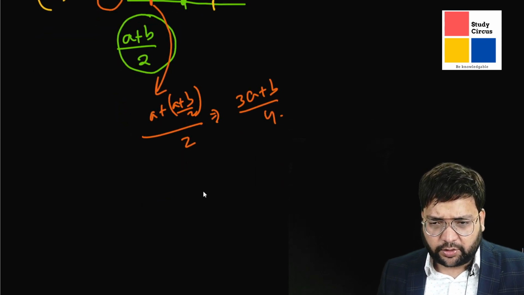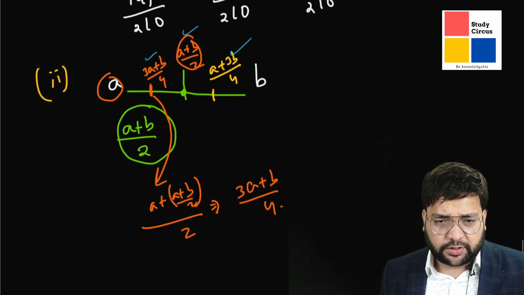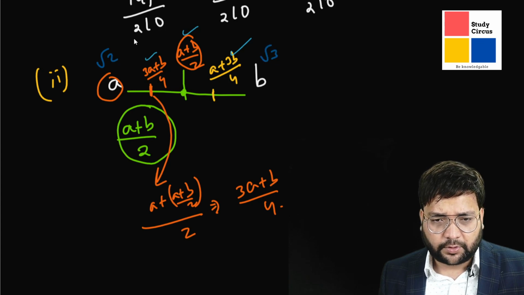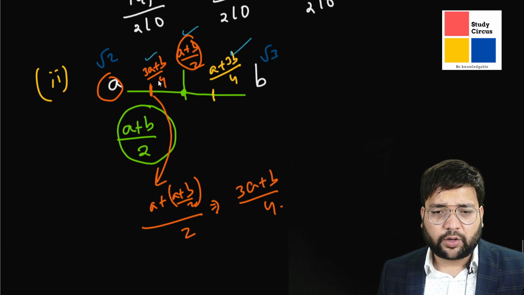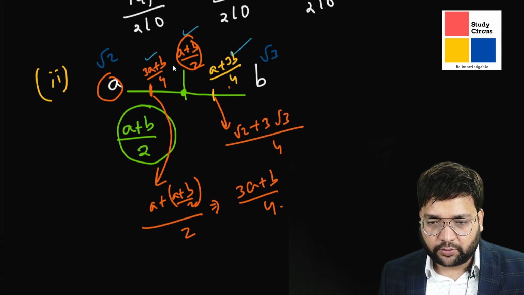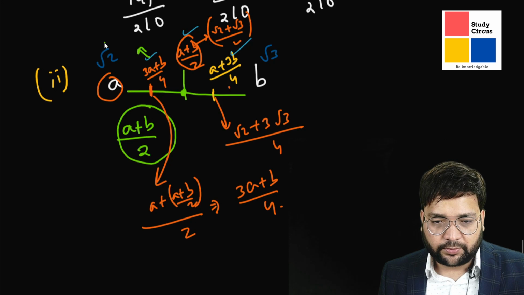For example, let's say your a was root 2, and this was root 3. Square root 2 and square root 3. So what is this number? This number will become root 2 plus 3 times root 3 upon 4. This number is root 2 plus root 3 by 2, isn't it? This number becomes 3 times root 2 plus root 3 by 4. Sorry, this is 4.